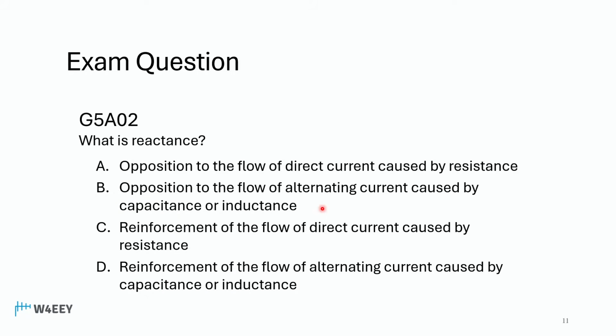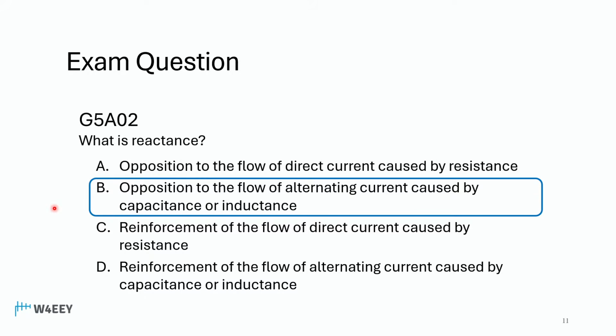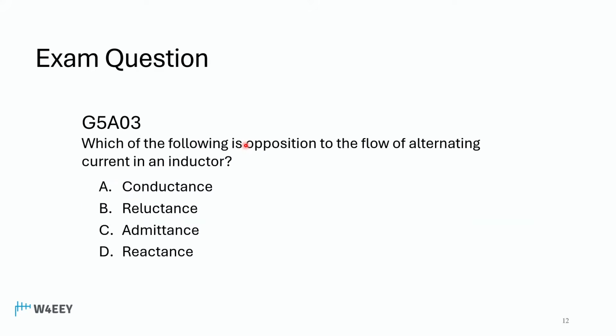What is reactance? Now they come at this from all different directions, so just bear with us because these are all pool questions. Bravo. It is Bravo. Opposition to the flow of alternating current caused by capacitance or inductance. That's reactance. Which of the following is opposition to the flow of alternating current in an inductor? Delta. It is delta. See, they're coming at us from different ways, and you feel like this is supposed to be a trick question, but it really isn't.